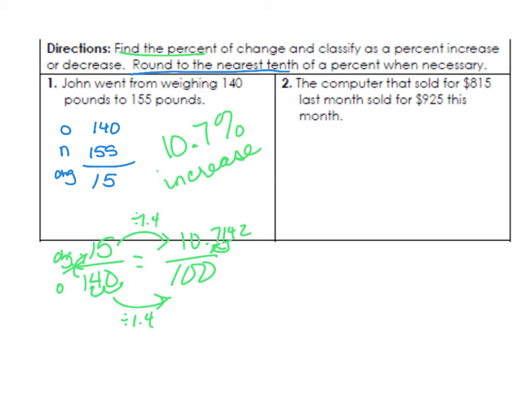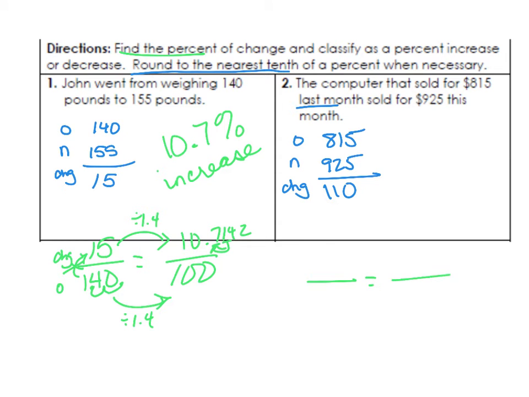Okay, let's try number 2. These are, remember, like I said, the toughest. Original, new, and the change. We're going to do that first. The computer that sold for $815 last month sold for $925 this month. So the original amount is $815. The new amount is $925. So if I do $925 minus $815, I get a change of $110.